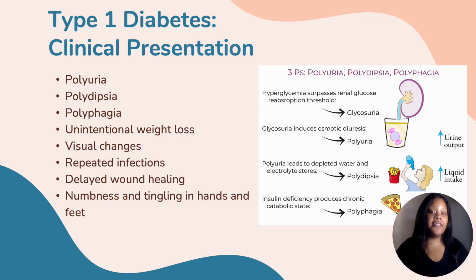Why is that patient having unintentional weight loss? Let's think, you guys. If that patient is not taking insulin, what are they going to start doing? They're going to start burning fat, right? They're going to start burning fat if they don't have any insulin to push their glucose into the cell. Vision loss. They will have repeated infections, delayed wound healing, numbness and tingling in their hands and their feet.